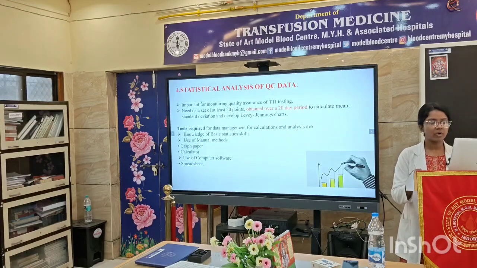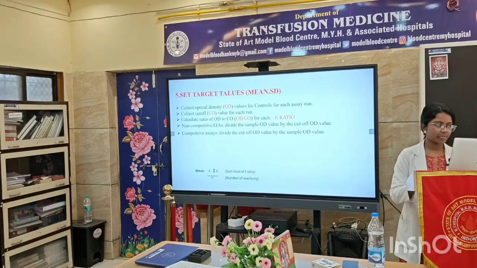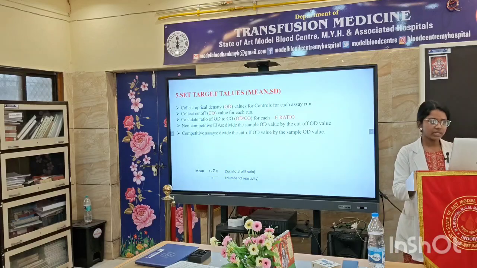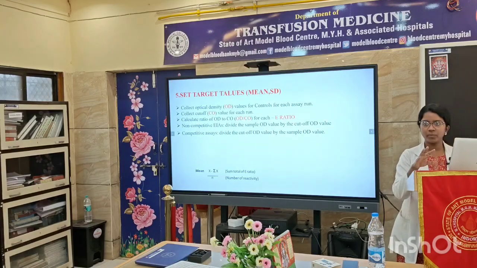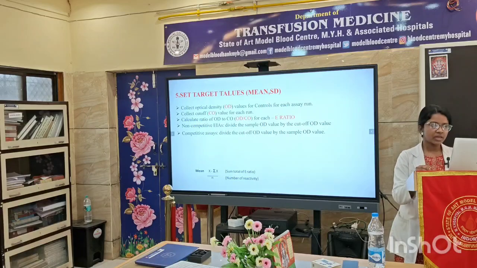So what tools do we need for this data management? We have to have some basic statistical skills and we have to know how to use graph paper, calculators and spreadsheets. So how are we going to set the target values? We have collected the optical density from the graph which we have plotted for the controls, and we collected optical density values for control for each assay run. We have collected the cutoff value for each run, which will be given in the kit only.